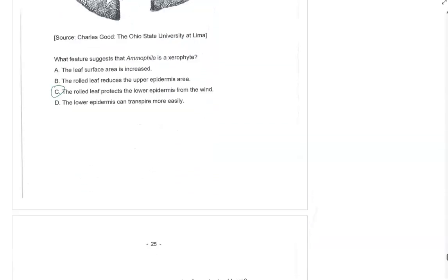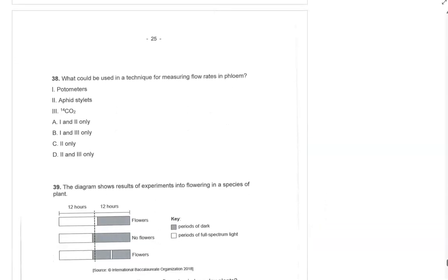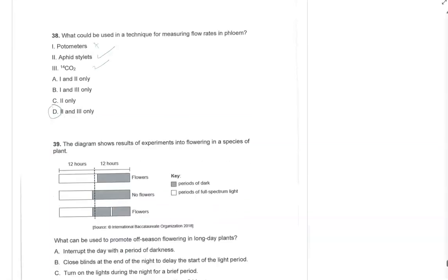Okay, question 38. What could be used as a technique measuring flow rates in the phloem? Well, we could use potometers, but they measure water uptake. Aphid stylets do, radioactive carbon dioxide does, so it is D. Both of those two things.